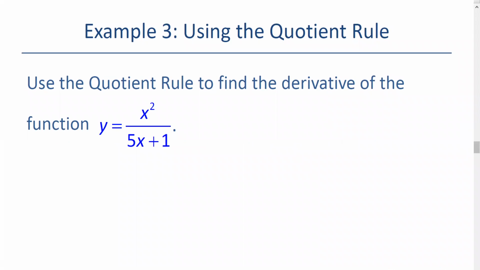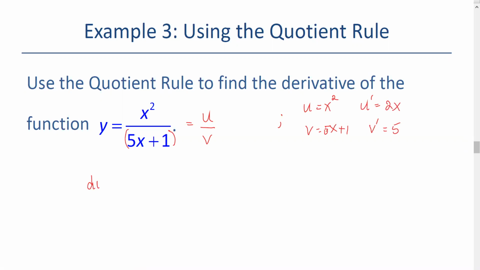Example 3. Using the quotient rule. Use the quotient rule to find the derivative of the function y equals x squared divided by 5x plus 1. I'm going to use notation u to represent the numerator and v as the denominator. On the side, u equals x squared, u prime is 2x. For v equals 5x plus 1, v prime is 5.